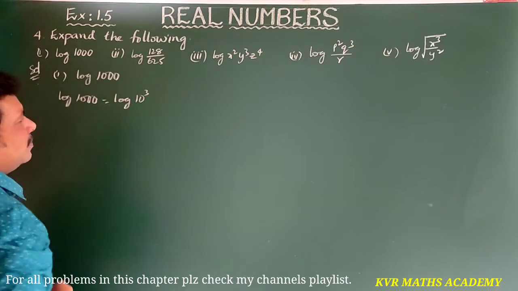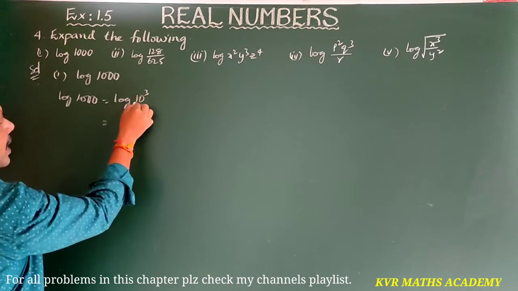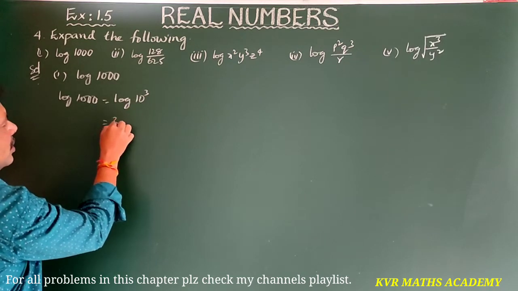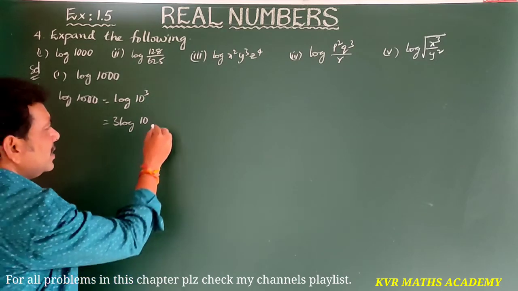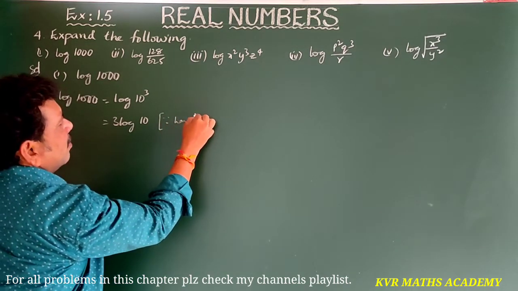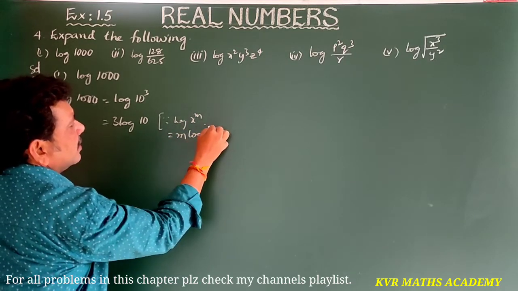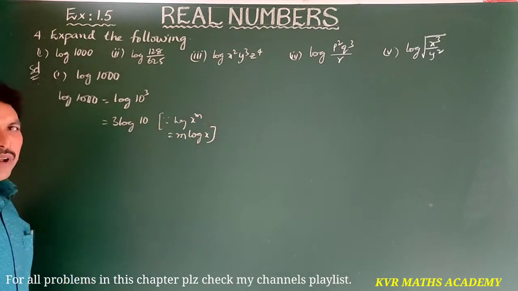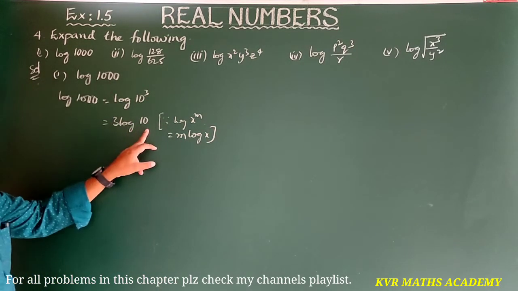Log 10 cube. Log 10 cube can be written as 3 log 10, since log x power m is equal to m log x. In the same way, I have written 3 log 10.